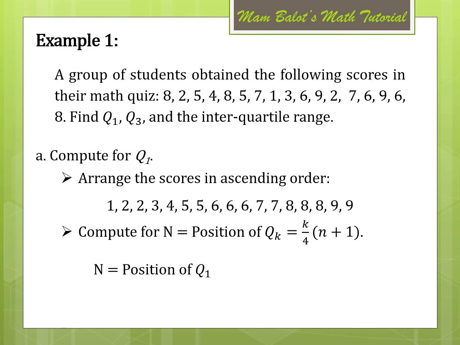Substituting to our formula, instead of k over 4, we have 1/4 times n, which is 17 because we have 17 ungrouped data. So we have 17 plus 1, which is 18. Then 1/4 times 18 is equal to 4.5. Now observe that the position of Q sub 1 falls halfway because we have a decimal of 0.5.